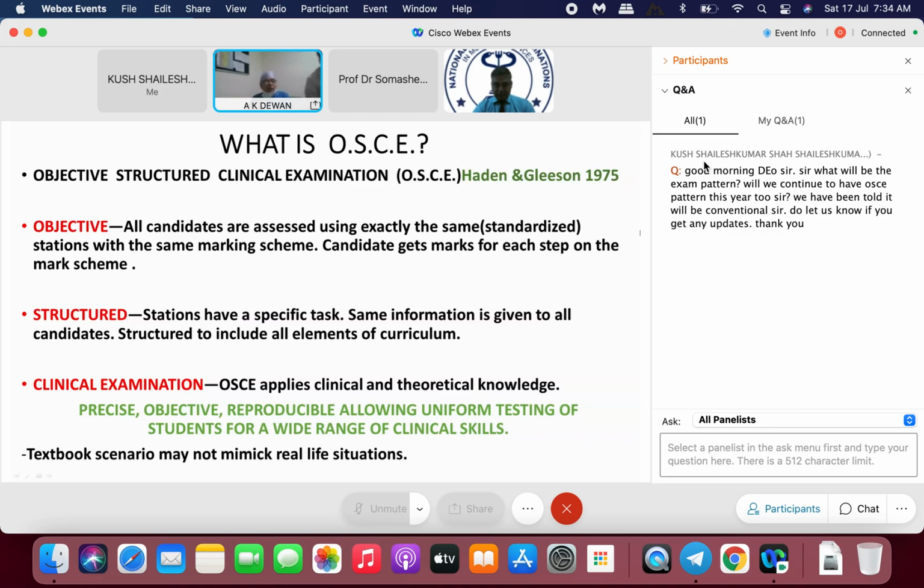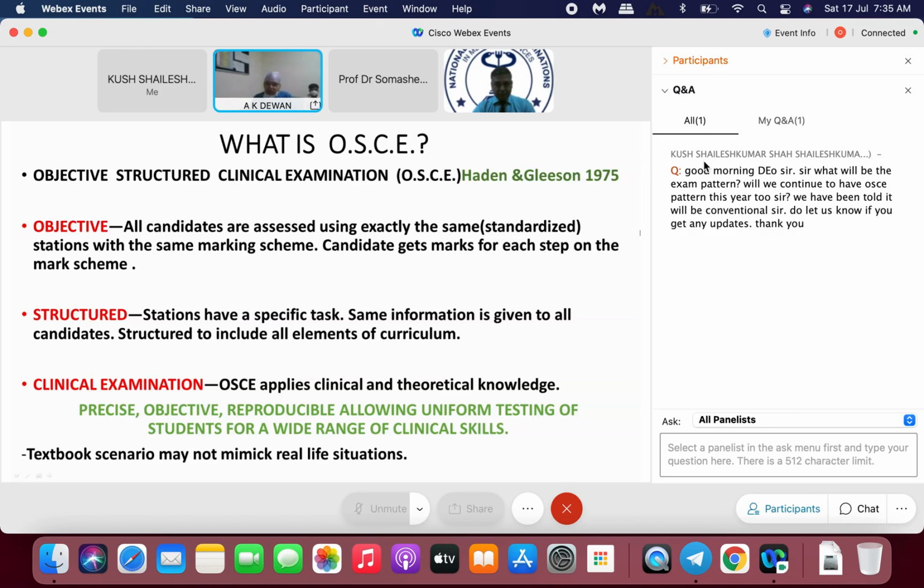Number 2 is structure. All the stations have a specific task. Stations means questions, I am saying. And the same information is shared with all the candidates. It is not that I will ask one question to one candidate and some different question to a different candidate. So it will be the same information shared with all the candidates, and these are all structured to include all elements of your curriculum.